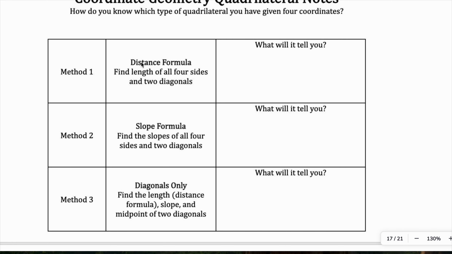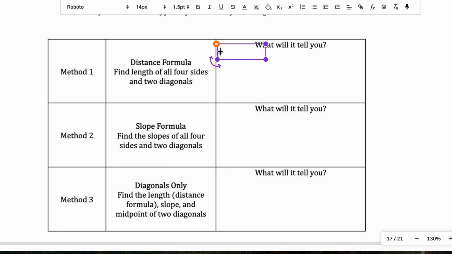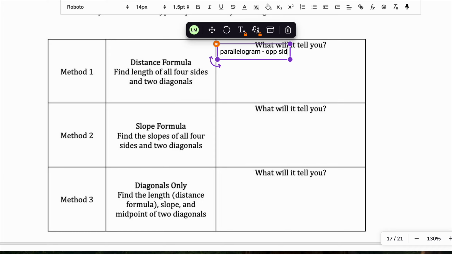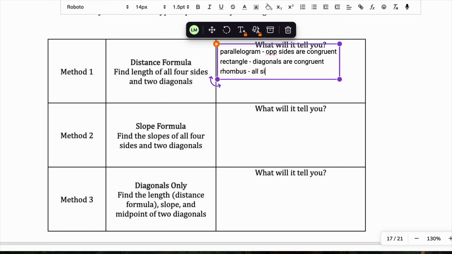So the first method we're going to look at is the distance formula, finding the length of all 4 sides and 2 diagonals. If it's a parallelogram, your opposite sides are congruent. If it's a rectangle, your diagonals are congruent. If it's a rhombus, all sides are congruent. And then if it's a square, all of these things would be true.